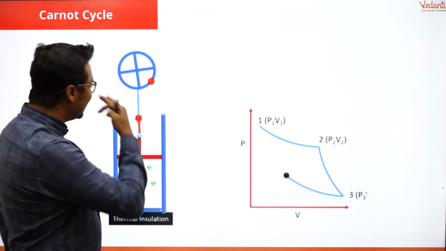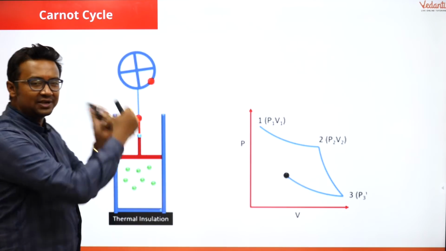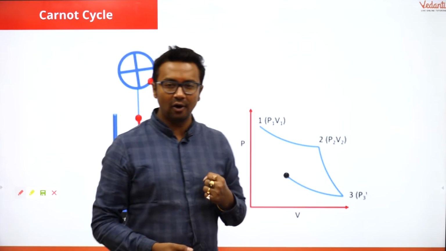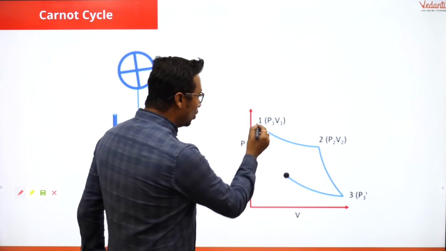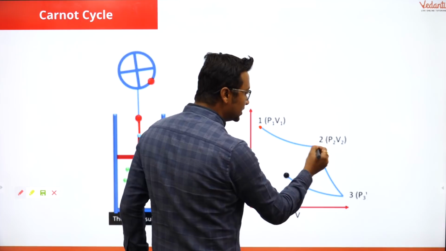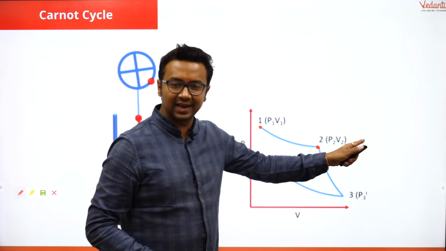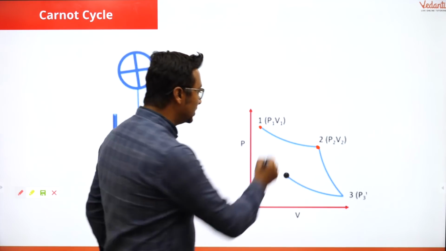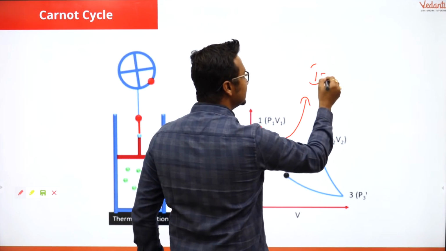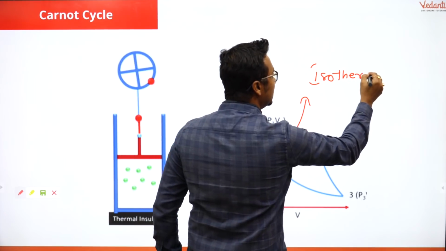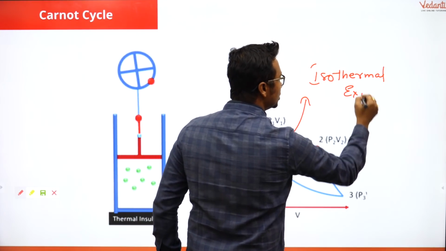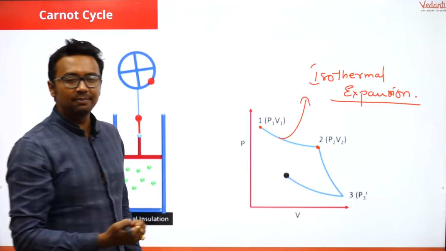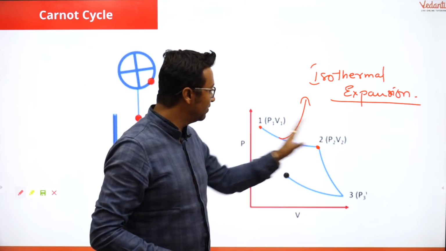So in the first stage what happens is isothermal expansion. It is basically on a hot reservoir, it accepts heat. Students, the first stage goes from this particular point to this particular point, from P1 V1 to P2 V2. So this first process is isothermal expansion. Temperature remains constant, it is constantly absorbing heat and it is expanding from P1 V1 to P2 V2.